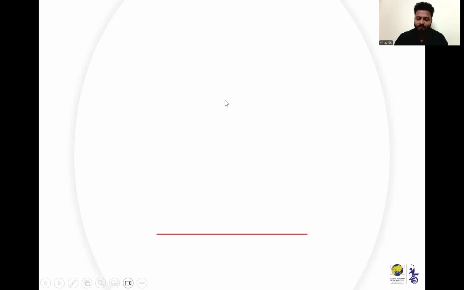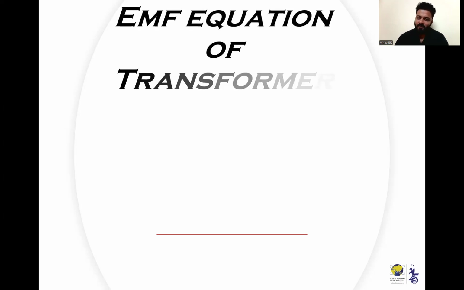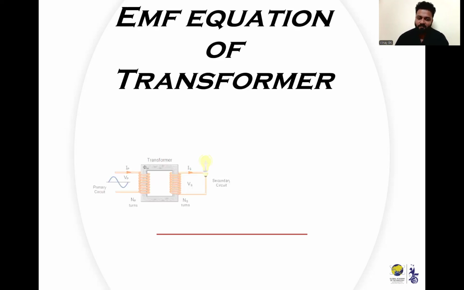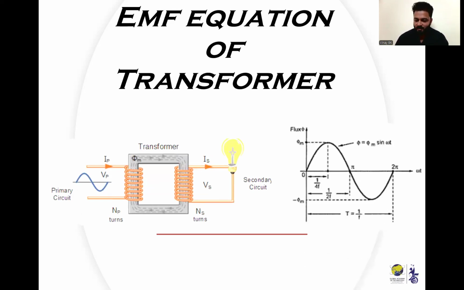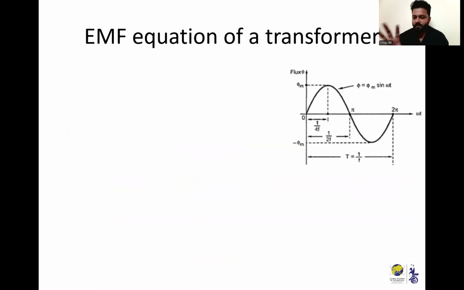In this video, let us discuss the EMF equation of a transformer in a single phase transformer, for basics as well as for second year students of EEE. So let us derive this EMF equation, that is E1 or V1 equals 4.44 f phi m N1 and E2 or V2 equals 4.44 f phi m N2. For this derivation, let us now consider the waveform.